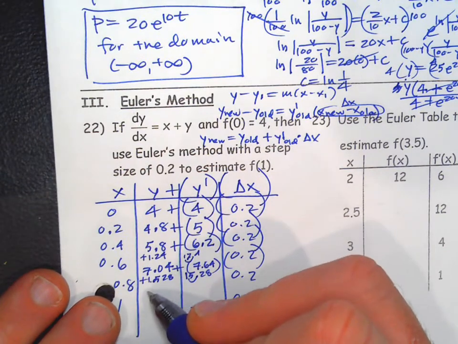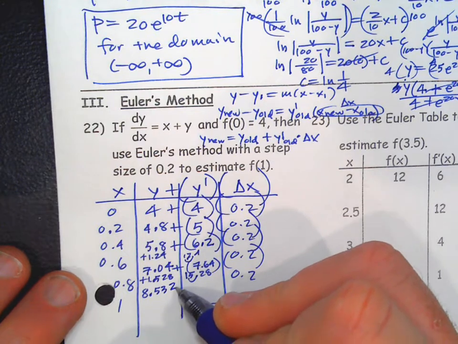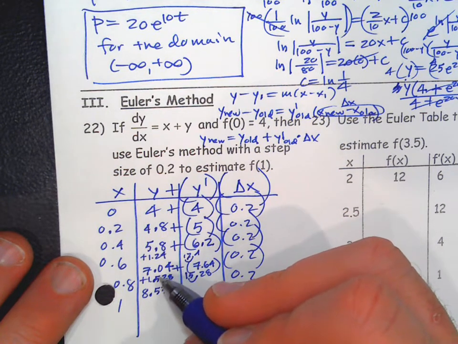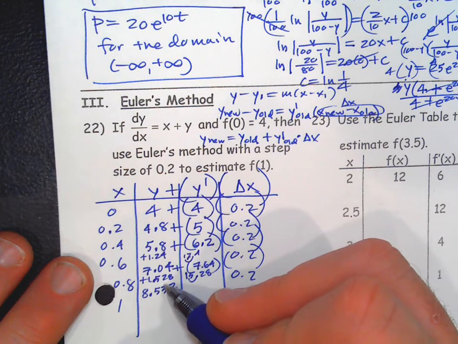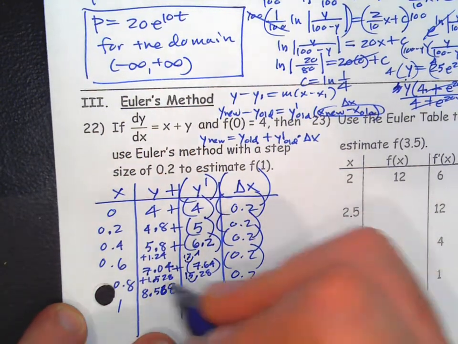So hopefully I've done this all right. It's going to be 8.532. No, I think I made a mistake. Oh, wait, 8.568. Okay, getting close. Now we're going to add these.